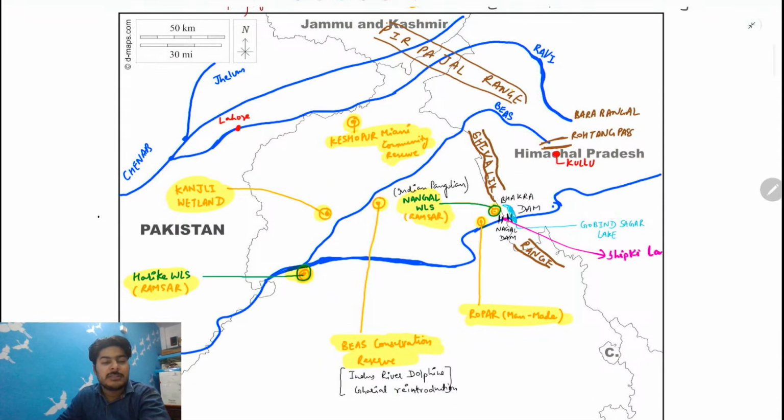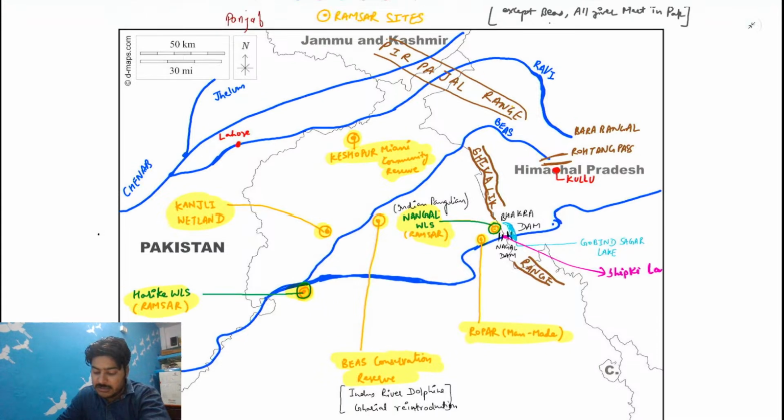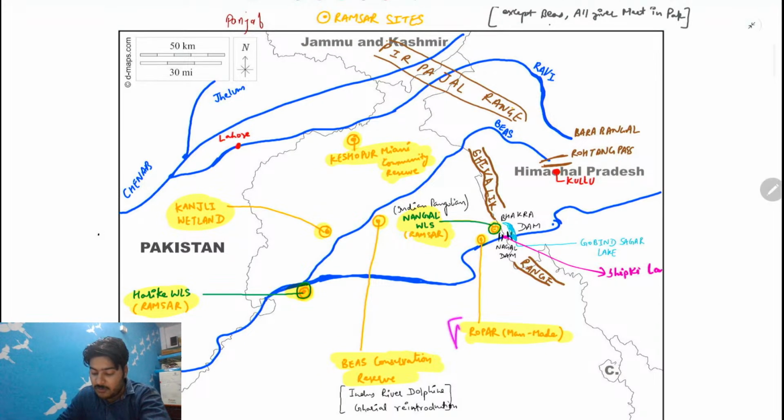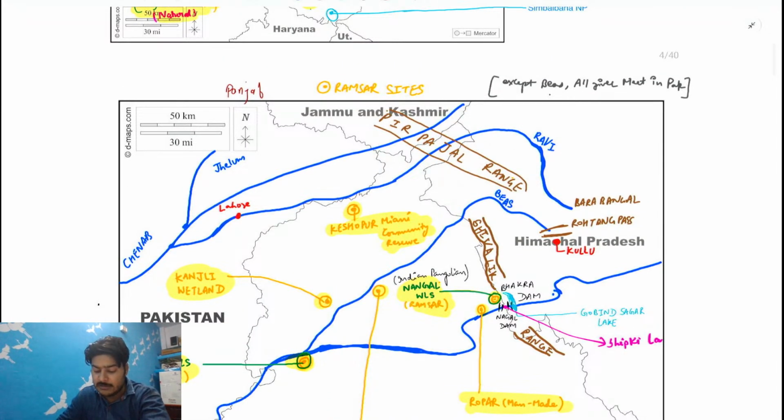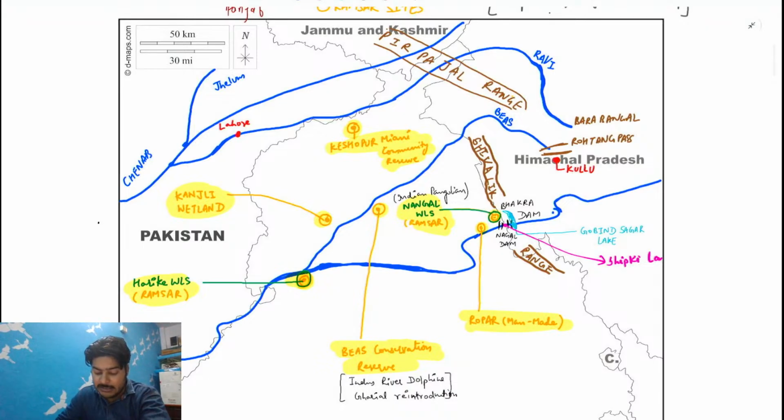Next we'll talk about some important Ramsar sites of the Punjab. First, which is very important, is the Ropar. Ropar is a man-made Ramsar site. Next is the Byas Conservation Reserve. What is Byas Conservation Reserve?